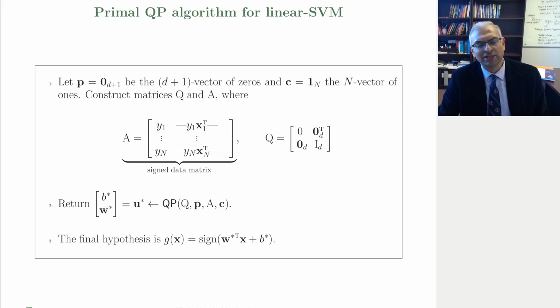Okay, so welcome to the slides again, and I'm going to just summarize the algorithm for you. So you have a data set. The first thing you do is construct a signed data matrix, which is the data matrix that we had before, but now each row you multiply by the corresponding y value, plus or minus 1.